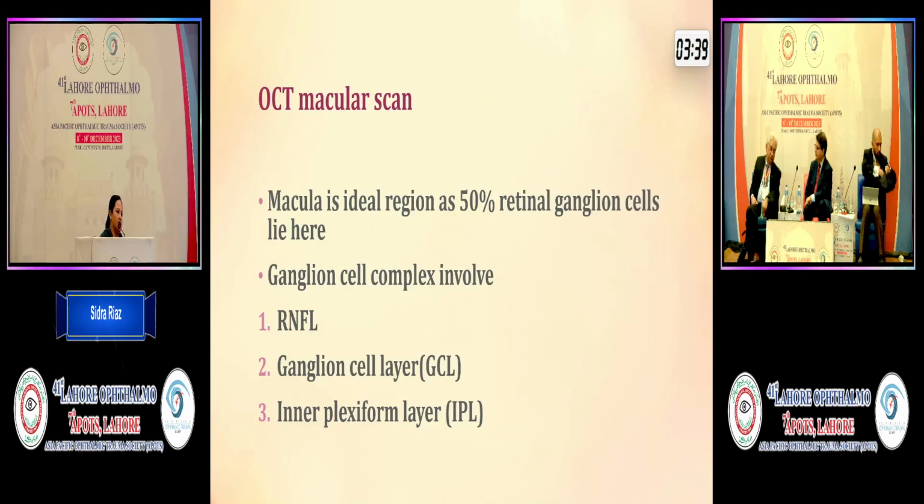Why are we interested in doing OCT of the macular area? Because it is an ideal region, as more than 50% of ganglion cells are present in the area of the macula. The term ganglion cell complex is used because we are not only measuring the ganglion cell thickness itself, but it will measure the internal plexiform layer, the ganglion cell layer, and the retinal nerve fiber layer thickness. So combined, these three are known as the ganglion cell complex.